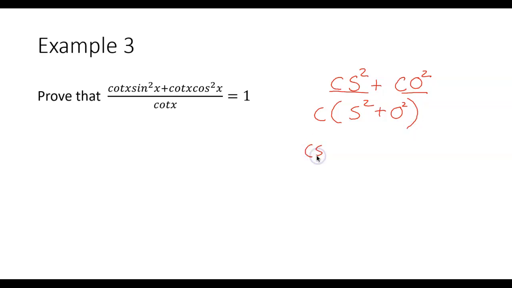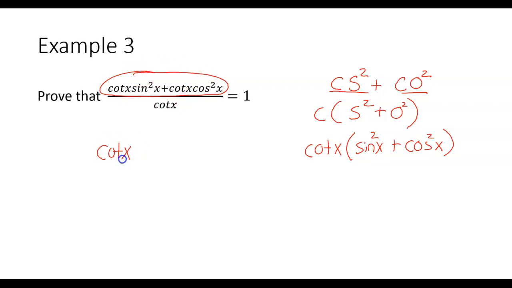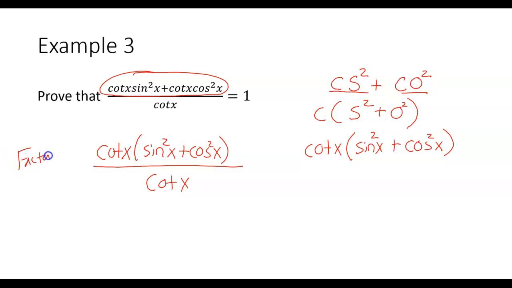So we have cotangent x is what the C represented. Sine x is what the S represented. And cosine represented the O. So there's that. So if we factor this, we end up with what we just got over there. Cotangent of x times sine squared x plus cosine squared x over cotangent. And we just factored once again there. Okay? Now what can we do? Well, we can reduce. Those go away, right? So we reduce.